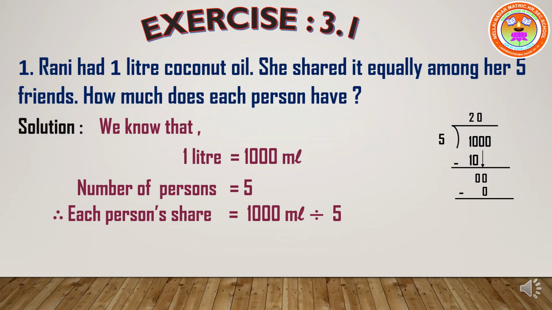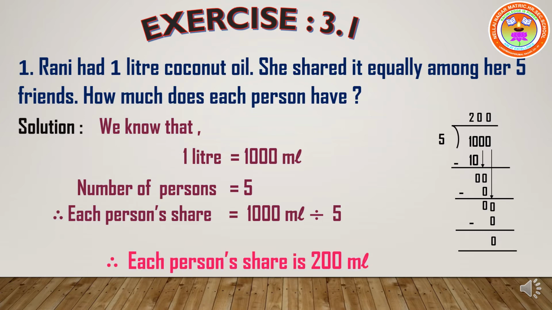Now let us subtract these two numbers. 0 minus 0 is again 0. But we have one more 0 in the dividend, so let us bring that 0 down. Again we have 0. So let us multiply with 0. 5 into 0 is 0. On subtracting 0 and 0, we get the answer as 0. Now the quotient is 200. Therefore, each person's share is 200 milliliters. Understood, children?